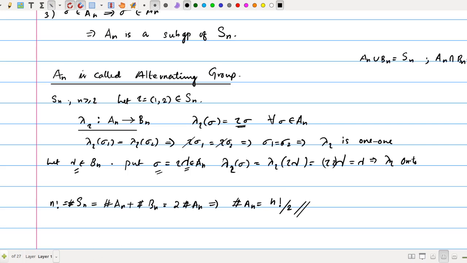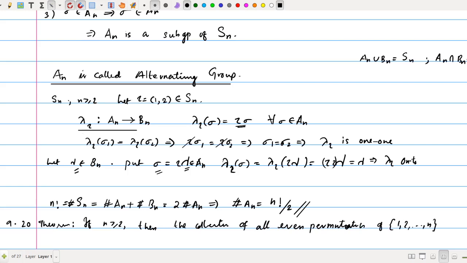This is given as Theorem 9.20. The statement is: if n is greater than or equal to 2, then the collection of all even permutations of the symbols 1, 2, 3, ..., n forms a subgroup of order n factorial by 2 of the symmetric group Sn. We have already proved that it is a subgroup. Order means cardinality. And this subgroup is called the alternating group.